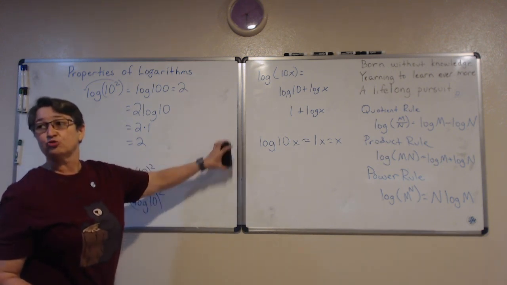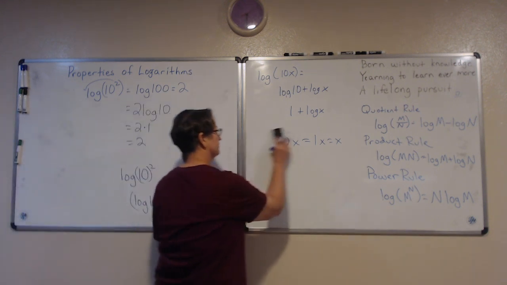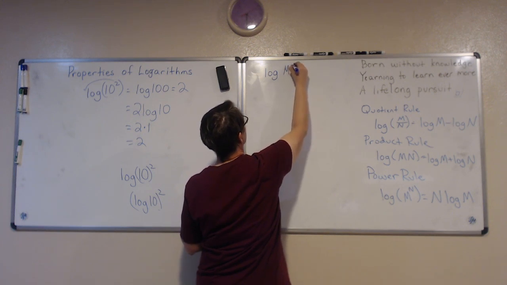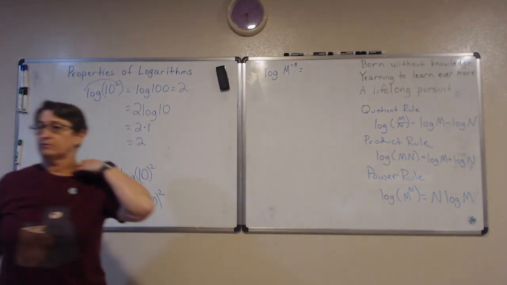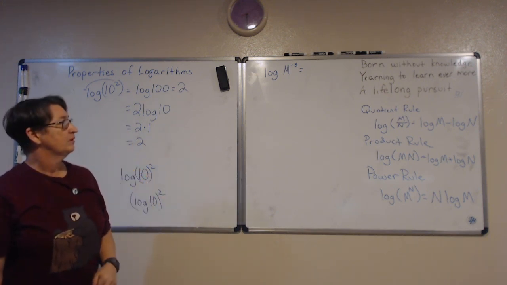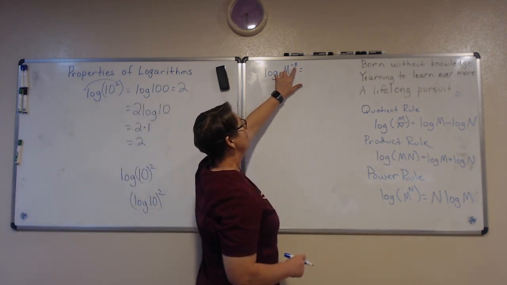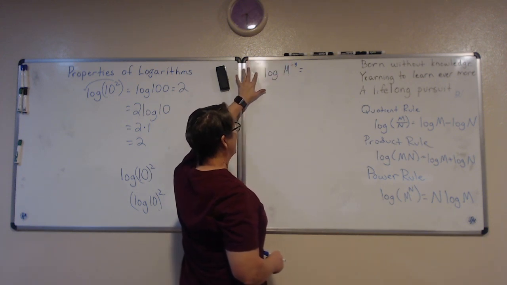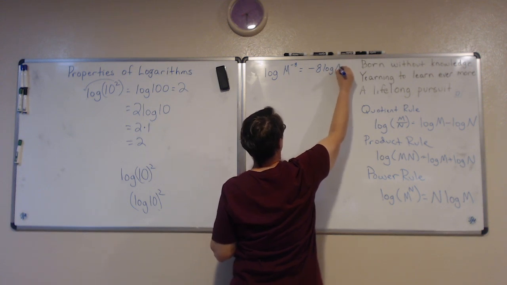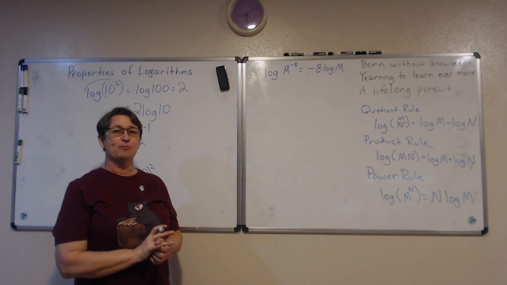All right, so let's look at the power rule again. Let's do this one. Okay, I'm going to use the power rule first on this one. So if I use the power rule, I take my power, it's being raised to that power, and I can plop it out front, or I can multiply it out front. So I have negative 8 log of m. So those two are multiplying together. There I use the power rule.